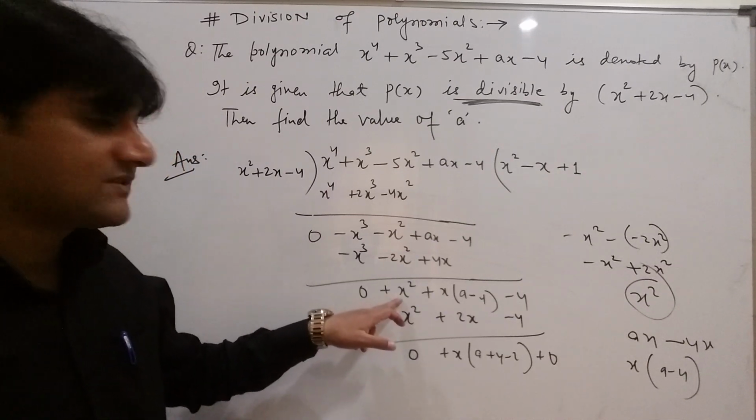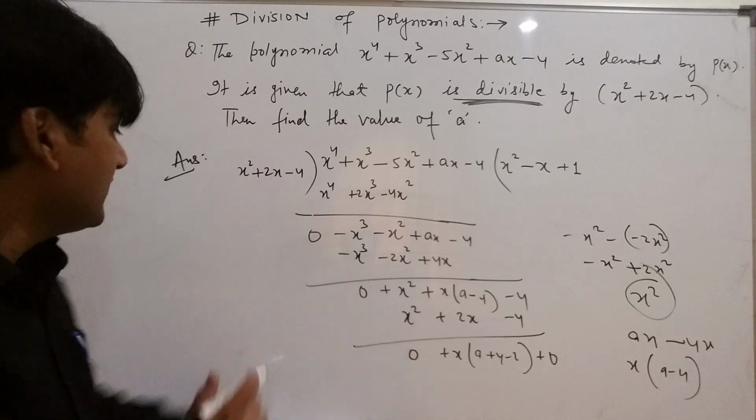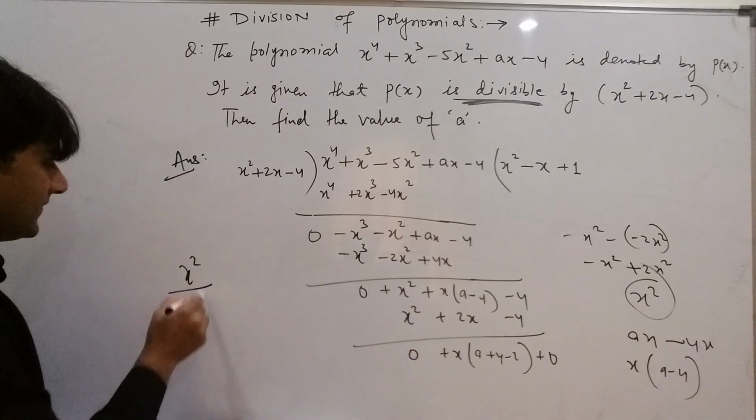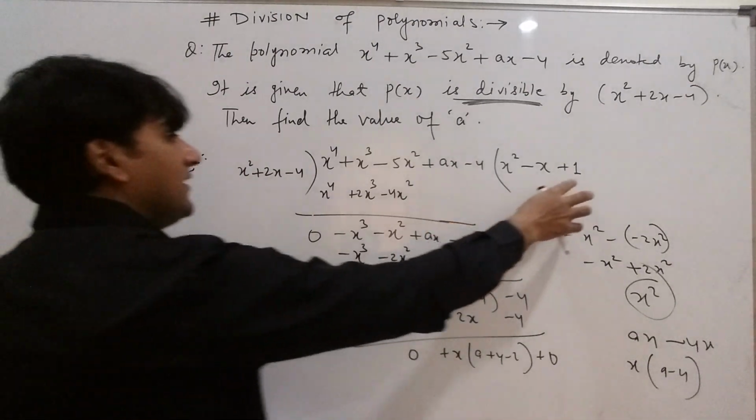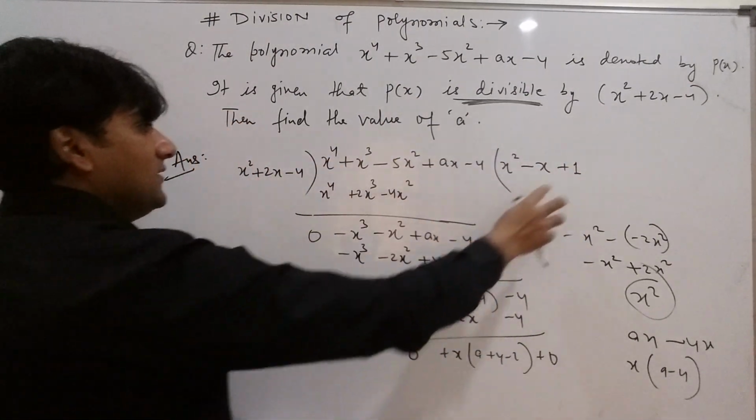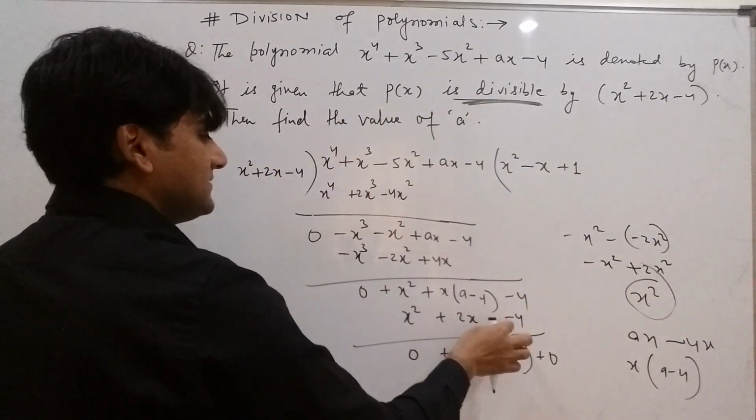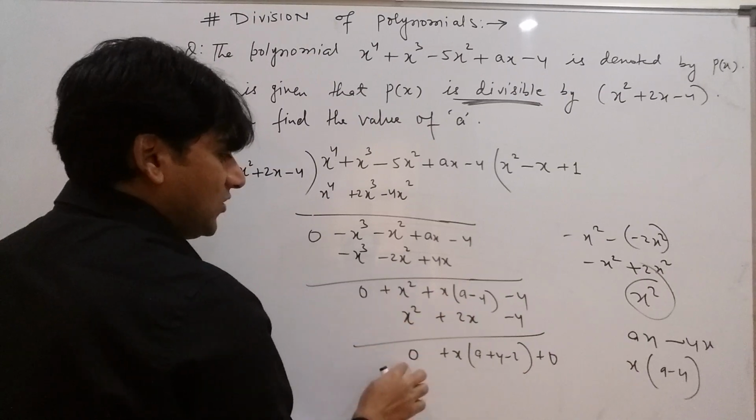Then this is x squared, right? This x squared, this is also x squared. So x squared over x squared, what is that? 1. So here I have to write 1. Then 1 times x squared, x squared. 1 times 2x, that is 2x. 1 times minus 4, that is minus 4. Now x squared and x squared got cancelled.